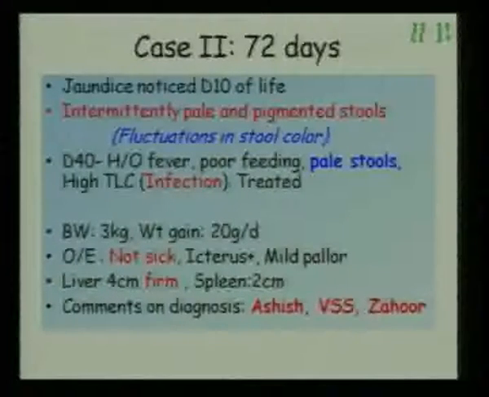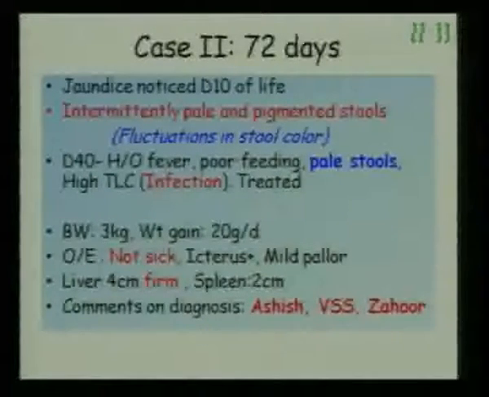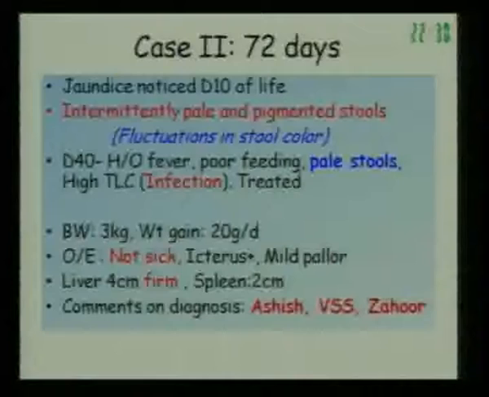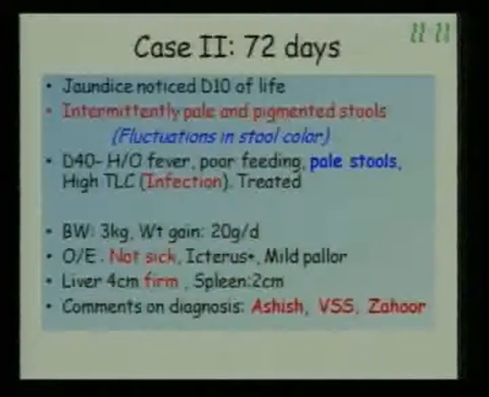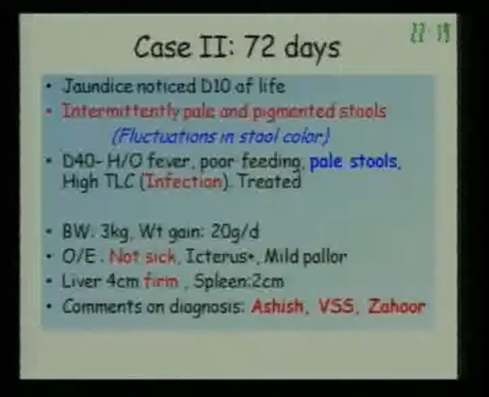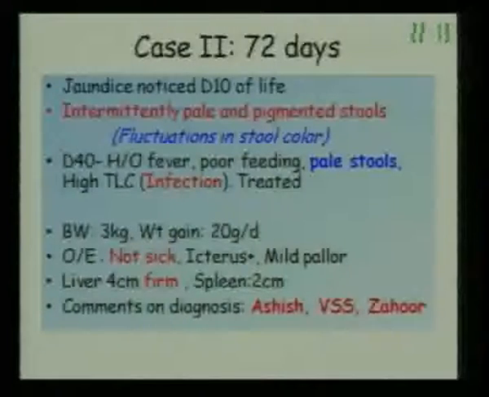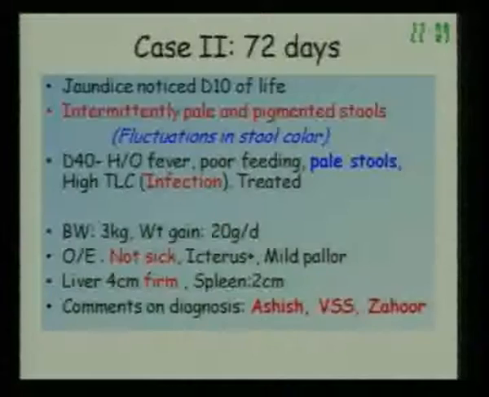Now, what we actually have are fluctuations in stool color, high TLC, and a history of poor feeding. Ashish, you are coming. Quick. Well, I think this could be any case of neonatal cholestasis, except it's extremely unlikely that this is biliary atresia. Okay. Based on this, I'm not sure we'll be able to say whether it's idiopathic neonatal hepatitis or metabolic liver disease or bile duct paucity. It's NCS, unlikely to be biliary atresia, but will require a workup to find out the etiology. Doctor, sir, Dr. Shankar Narayana.